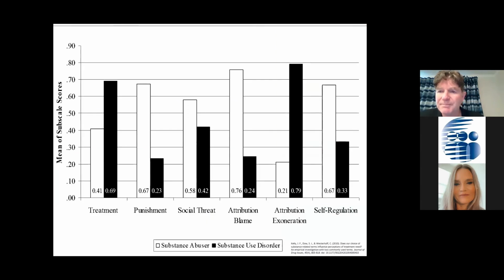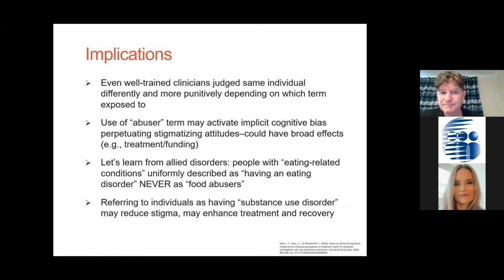We did a similar study subsequent to that in the general public, in the general population. We found even bigger differences. You can see the magnitude of these differences here highlighted in these two bars. When someone was described as a substance abuser versus having a substance use disorder, they were viewed as less in need of treatment, much more in need of punishment, more of a social threat, more to blame, much more to blame for their condition or their problem, less likely to be exonerated, and more likely to be able to self-regulate. In other words, they were choosing to engage in willful misconduct.